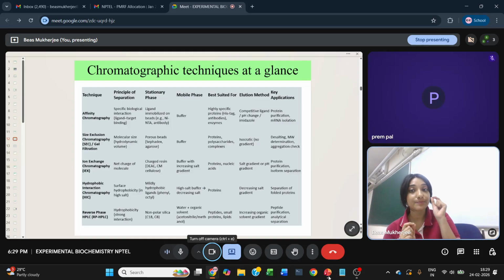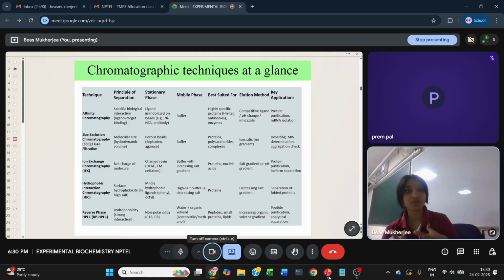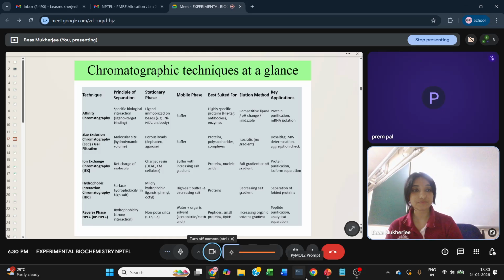So see, there is a specific biological interaction that is exploited here. For example, ligand and target binding. So there are different kinds of these examples, right? There can be glutathione and glutathione S transferase interaction. There can be lectin and carbohydrate interaction, right? Lectin is a carbohydrate binding protein. So all these different kinds of interactions can be there. Then we can have oligo-dT and mRNA interaction.